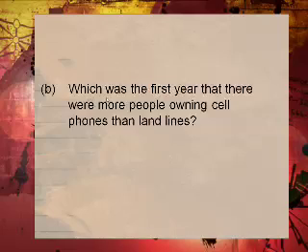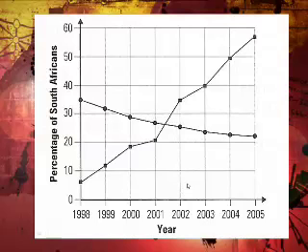Good. Last question here: which was the first year that there were more people owning cell phones? Which was the first year? This is the graph of cell phones, and it has an increasing trend. This one has a decreasing trend. Now, I may say immediately after the middle of 2001, the cell phone starts to lead, the number starts to go up.